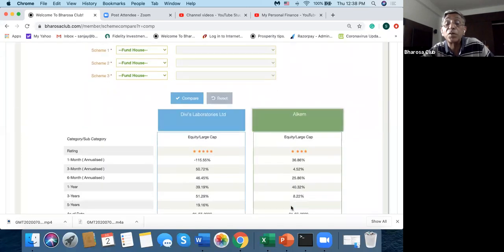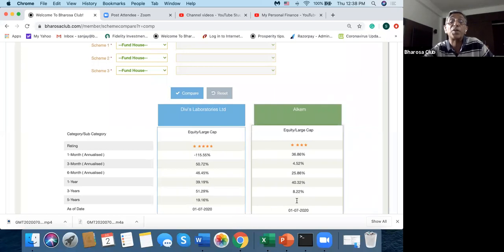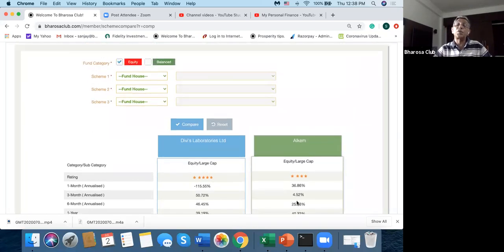It's telling you that this is taking prices up to 1st July 2020. So now this has given me some understanding of these labs and Alchem. Now I can do much more research on these companies and find out. So this has just shown me.